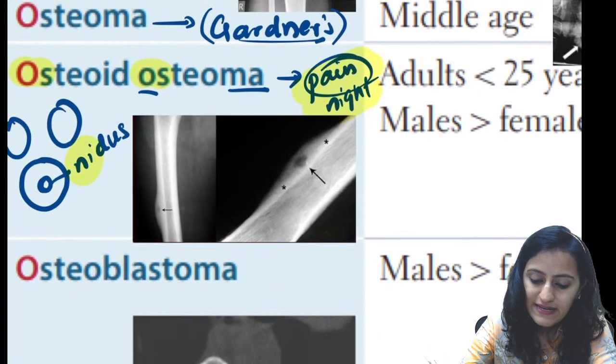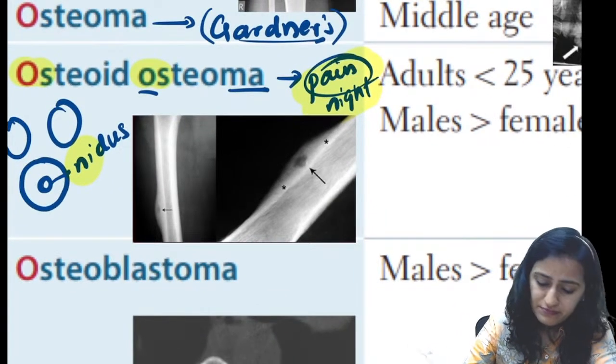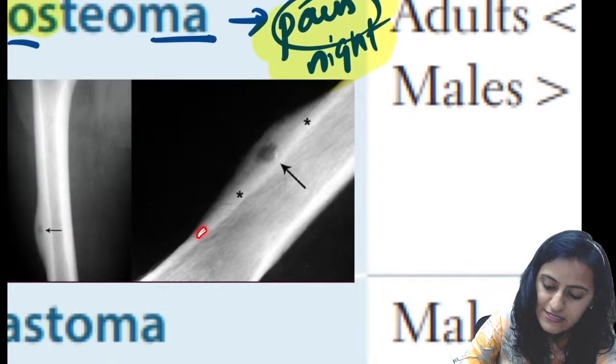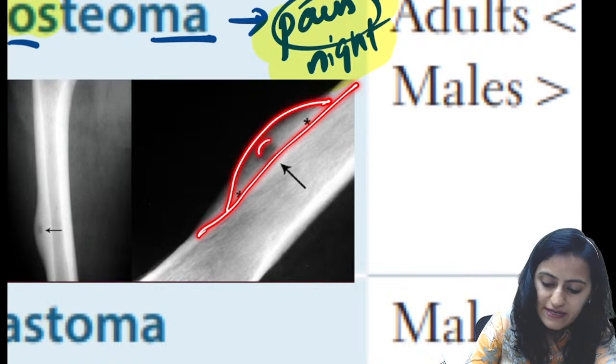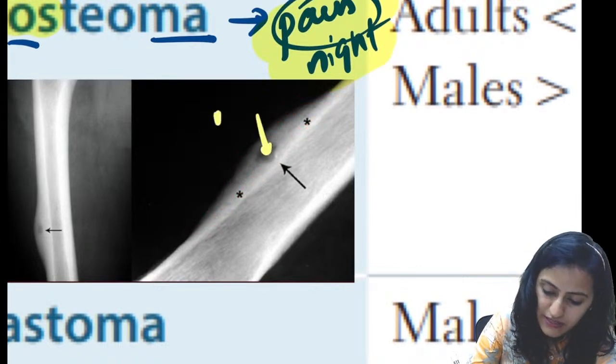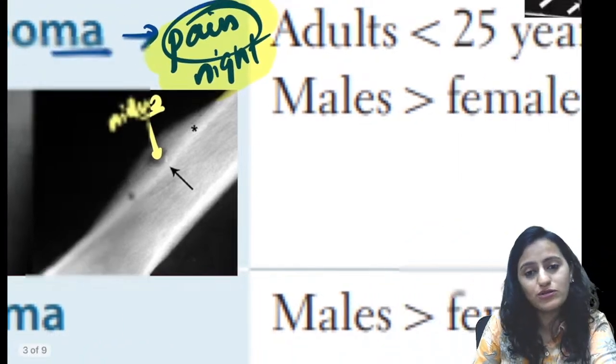So we already said that it's a cortical based tumor. So you can see that this is the cortical thickening, and within that, look at this cortex and look at the nidus, the radiolucent nidus within the tumor, right? So this is osteoid osteoma.